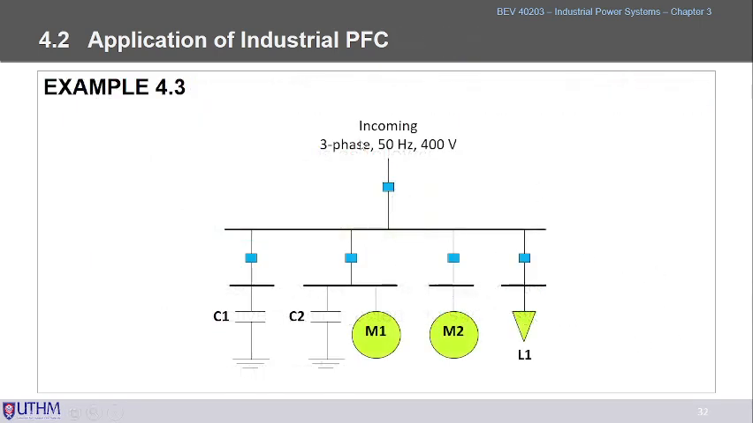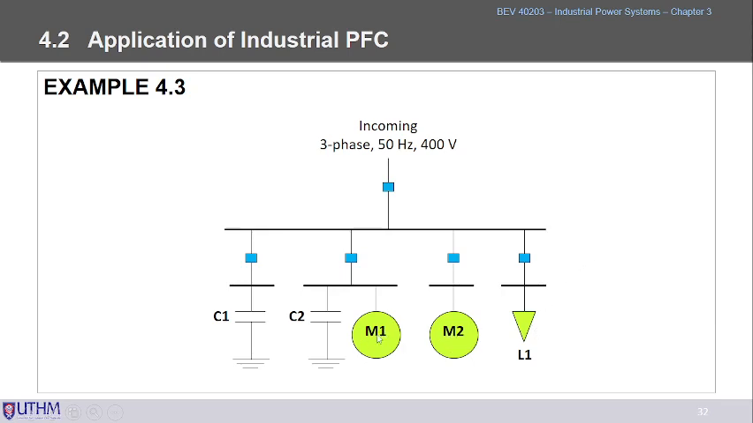For example, here you have an incoming 3-phase 50 Hz 400 volt supply. We have a capacitor bank C1, and a power factor corrector C2. This one is purposely treated for the M1 application only, and this one is for the bus bar. That means this power factor corrector can correct the entire load on this bus bar. As long as you are connected to this bus bar, this will correct the power factor for the entire bus bar.